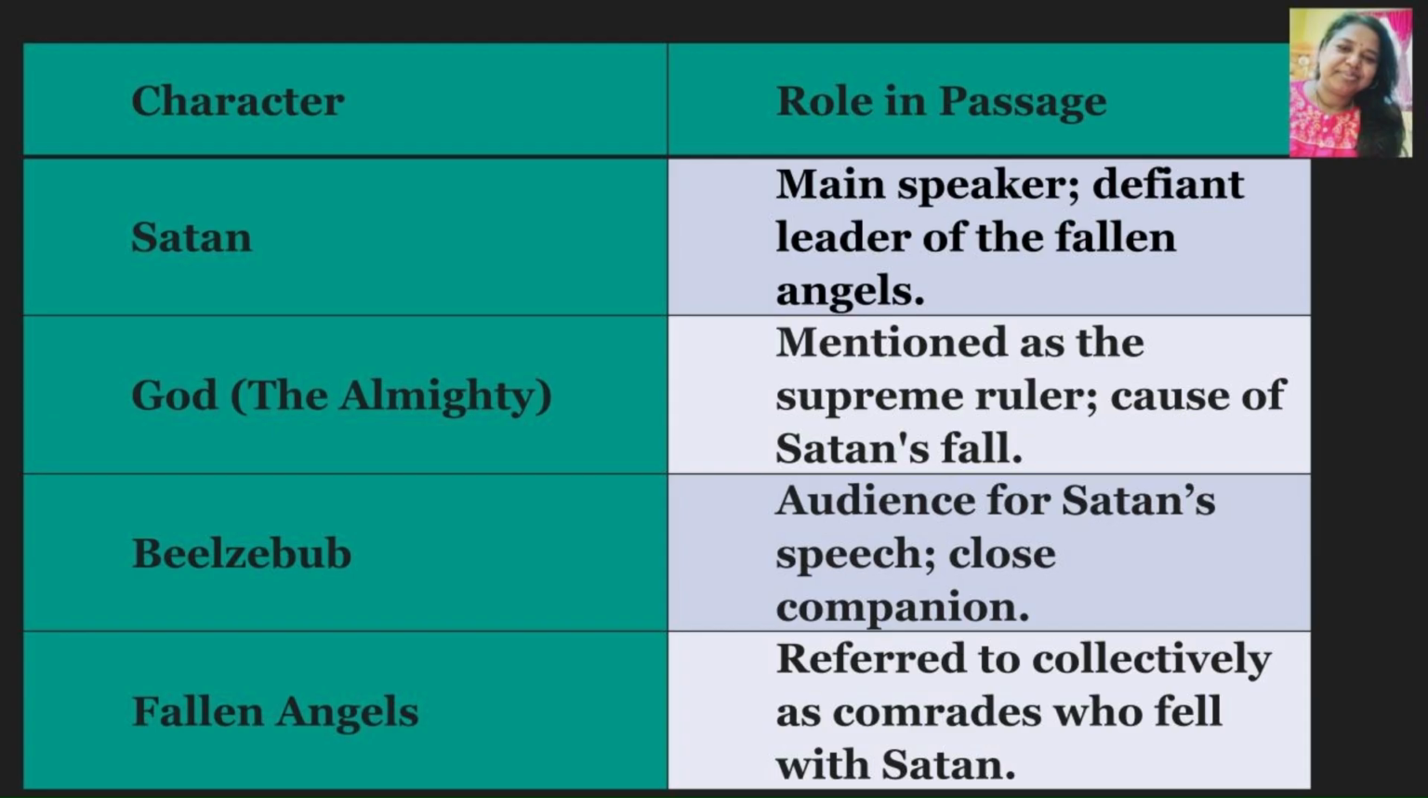Let me introduce the characters in this poem. 1. Satan. He is the main speaker and he is considered to be the defiant leader of the fallen angels of hell. 2. God, the Almighty. He is mentioned as the supreme ruler of the universe who caused Satan's fall. 3. Beelzebub. Audience of Satan's speech and considered to be a close companion. 4. Fallen angels. They are referred to collectively as comrades who fell with Satan.